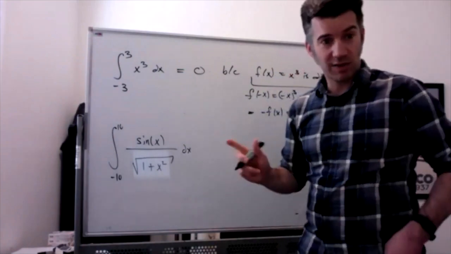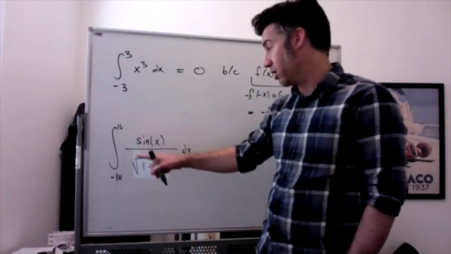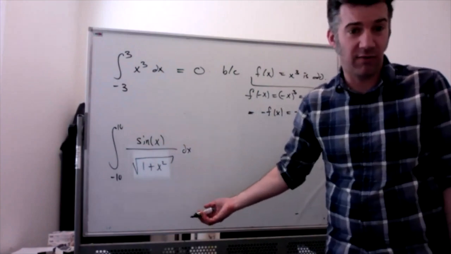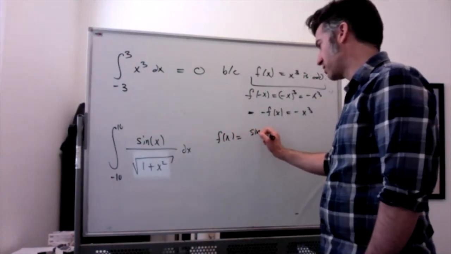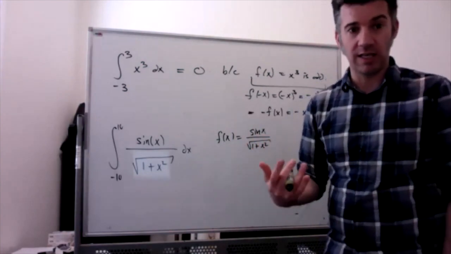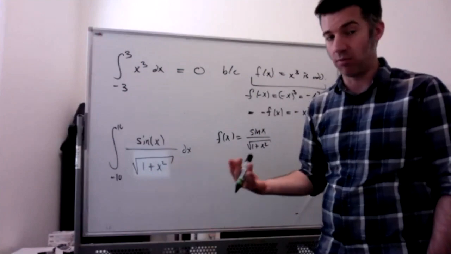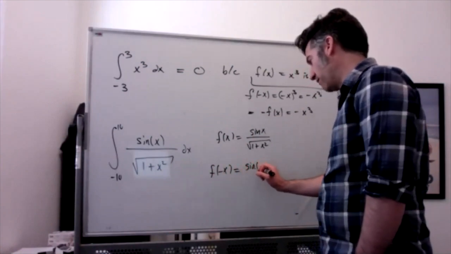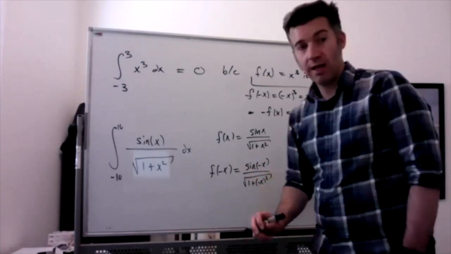But there's a clue, right? And the clue is that you have a negative 10 and a positive 10 as your limits of integration. So what we're going to do is say, well, I'm hoping that function's odd, right? If it's not odd, I'm probably just stuck forever. But let's see. If I call this f of x, just sine of x over the square root of 1 plus x squared, it is vital to remember that sine and tangent and cosecant and cotangent are all odd functions, whereas cosine and secant are both even functions. So f of negative x is sine of negative x over the square root of 1 plus negative x squared. Okay, now here's the hard part.